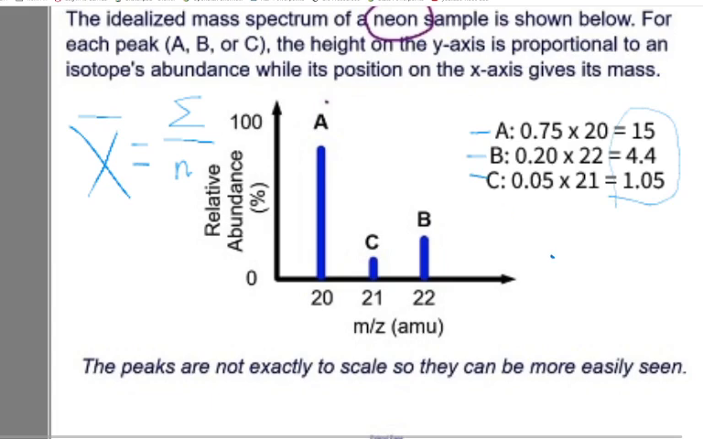So we take 1.05 plus 4.4 plus 15. And that will get you 20.45. So the sum, which is the sigma sign right here, is equal to 20.45.